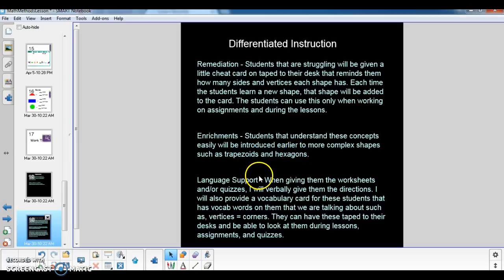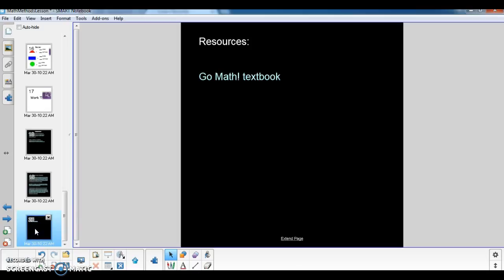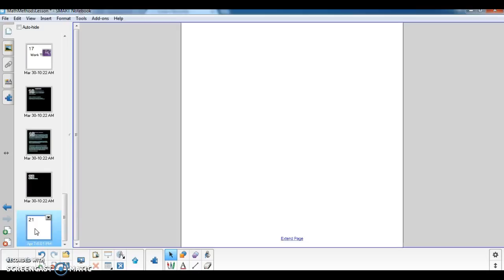Then language support. When giving them worksheets and or quizzes, I could verbally give them directions, and then I could also give them little vocabulary card cheat sheets to put on their desk, so they would have things such as vertices equals corners, so then they can remember that. And then the resource is the Go Math textbook, and that's it.